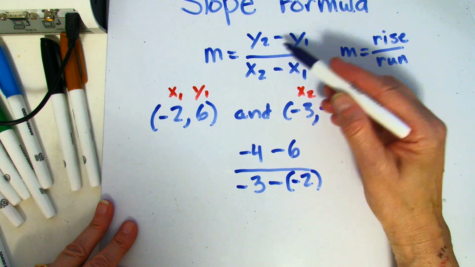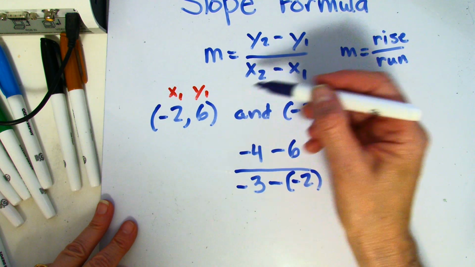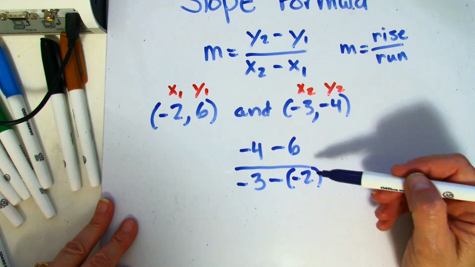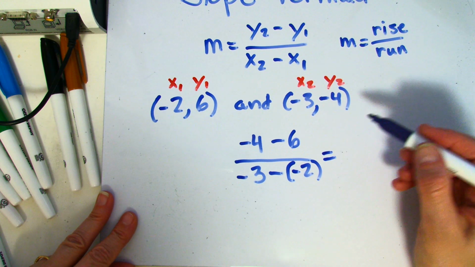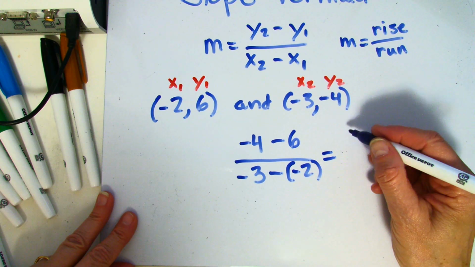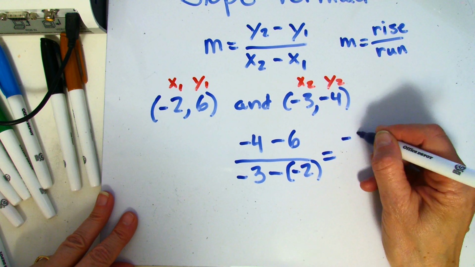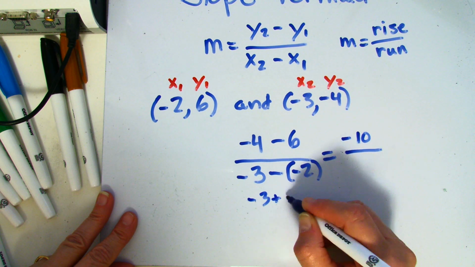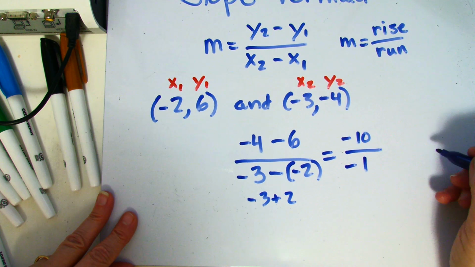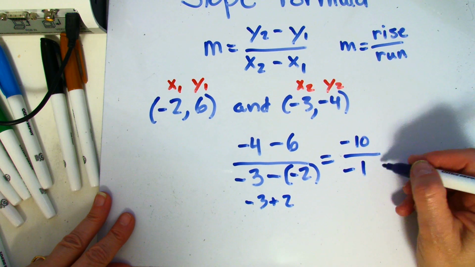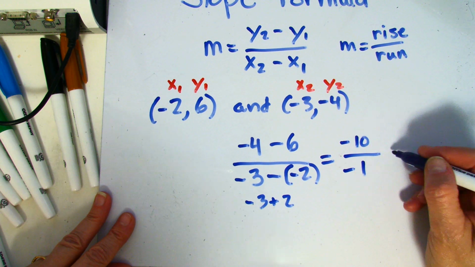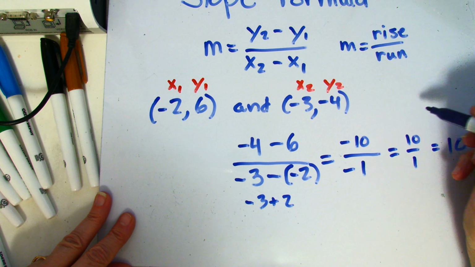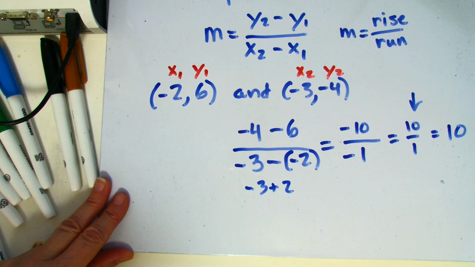Now I'm going to double check. y2 minus y1 is negative 4 minus 6 over x2 minus x1, or negative 3 minus a negative 2. And that's what I've got written here. So if I simplify, -4 minus 6 is the same thing as -4 plus a -6, so that's a -10. Now I can rewrite this as -3 plus 2. That's going to give me a -1. And again, if I wanted to simplify, I can get rid of the negatives because a negative divided by a negative is a positive. So it could be a 10 over 1, or you could write it as a 10. But again, if you're going to graph, keep it in fraction form. That's going to help you out.